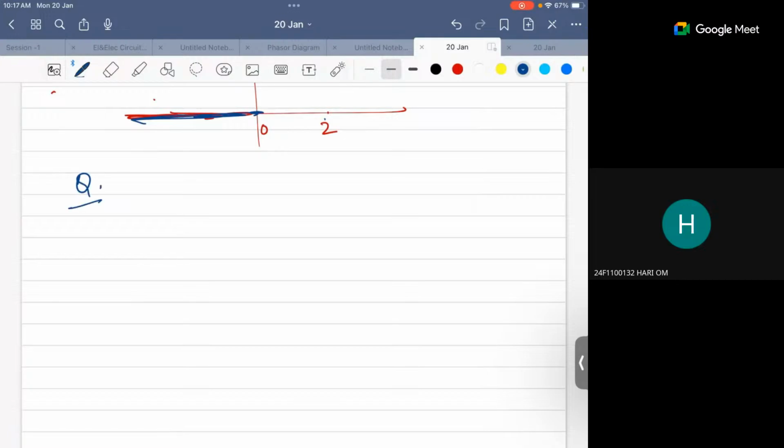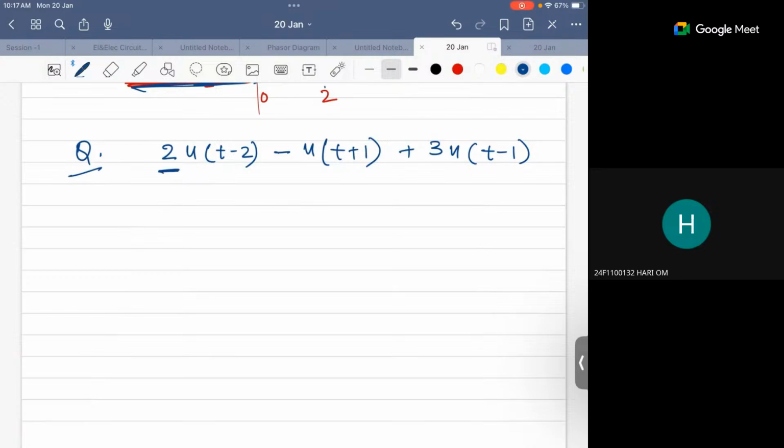So I have a question. 2 times u(t minus 2) minus u(t plus 1), then 3 times u(t minus 1). The same thing. The magnitude is 2 at what time? At t equals minus 2. This is at t equals minus 1 and t equals 1. So from minus infinity to minus 2, there won't be any magnitude. At minus 2, there will be a jump. And again, at minus 1, there will be a jump of minus 1, so the value will go down. And again, there will be a jump of 3 at t equals 1. So how will you plot?